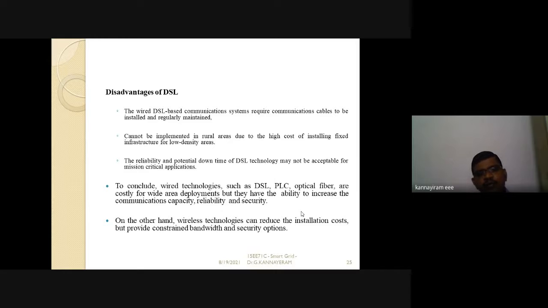If we go for wired technology such as DSL, digital subscriber line, power line communication, and optical fiber, it can be more costly for wide area deployment, but it has the ability to increase the communication capacity. The main advantage: communication capacity, reliability, and security also increase. Wireless technology reduces the installation cost, very much reducing the installation of the network, and also provides constrained bandwidth and security options.